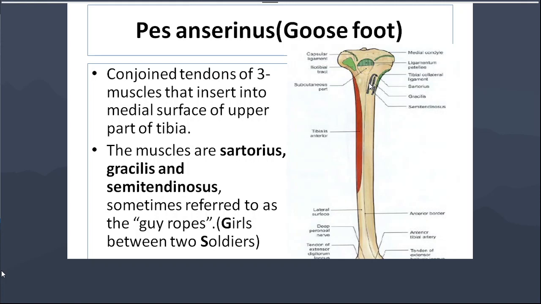Now, what is the origin of the short head of biceps femoris, the thigh muscle? Sir, lateral lip of linea aspera. Lateral lip of linea aspera.